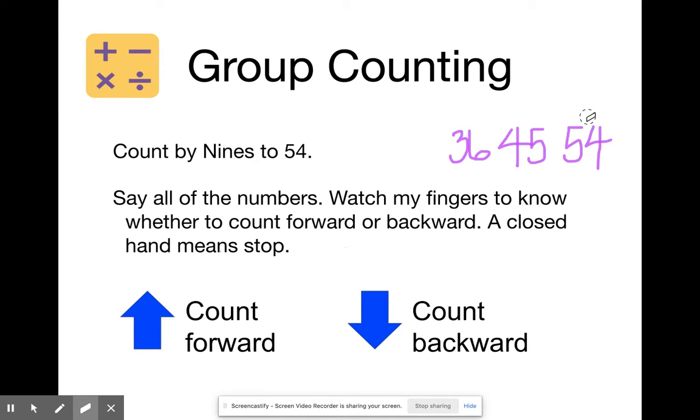Let's see if we can get the last three, starting with 54. Everybody, 54, 45, 36, 27, 18, 9.